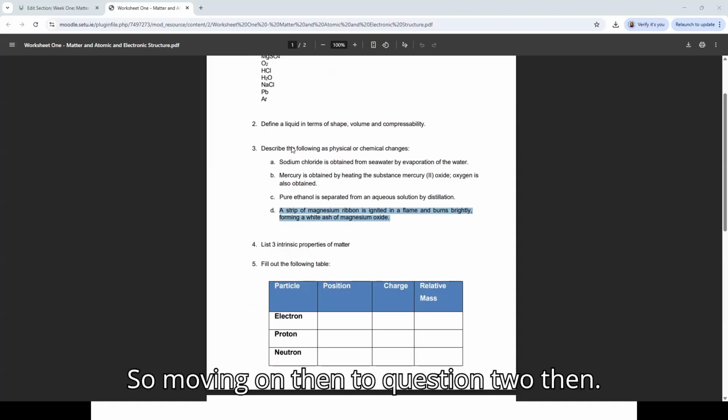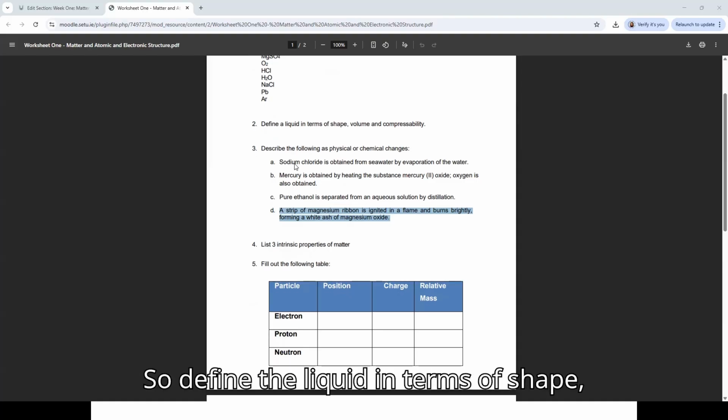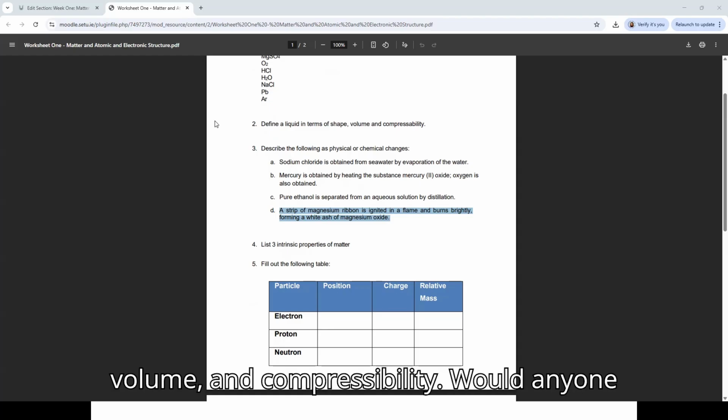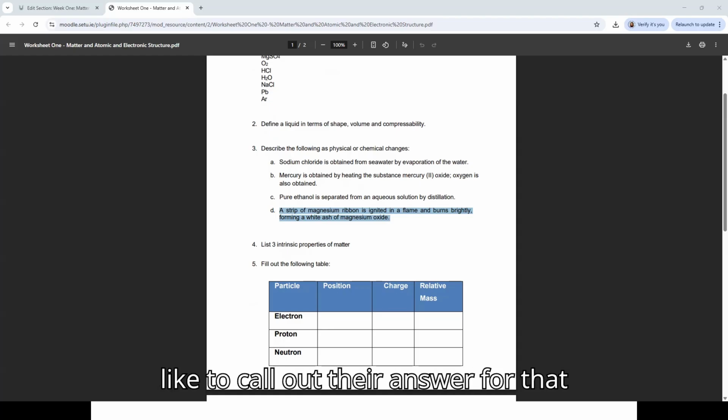So moving on then to question 2. Define a liquid in terms of shape, volume, and compressibility. Would anyone like to call out their answer for that one?